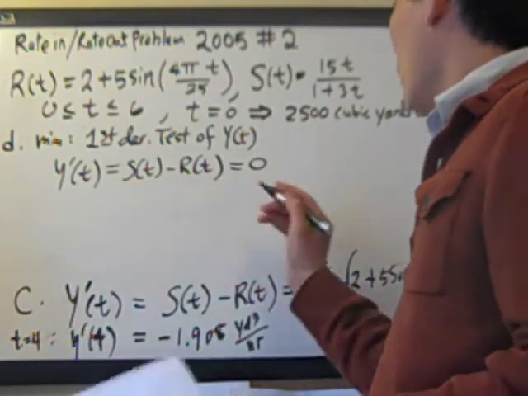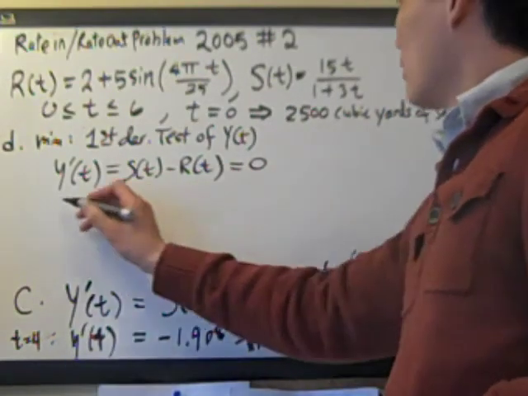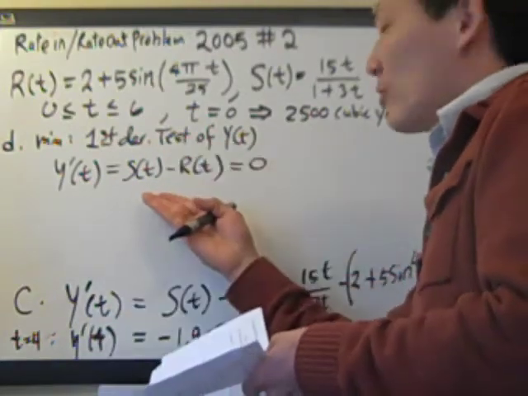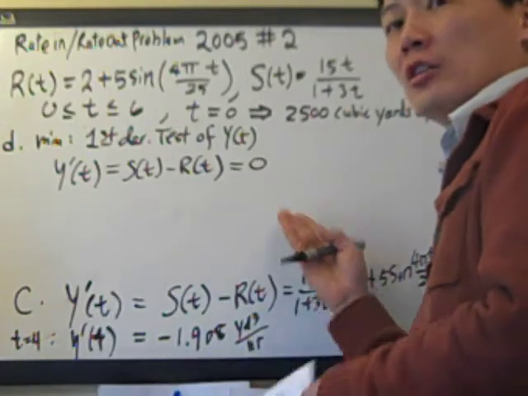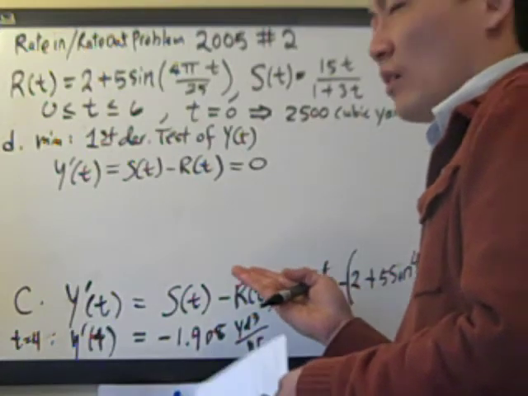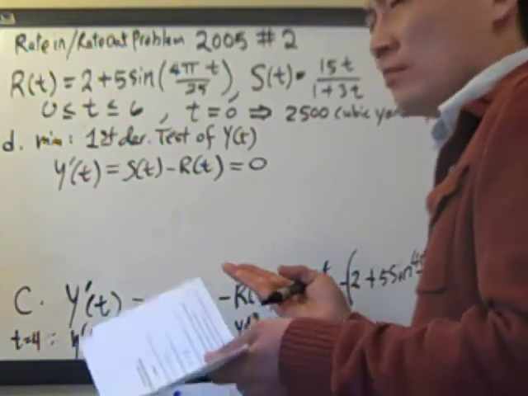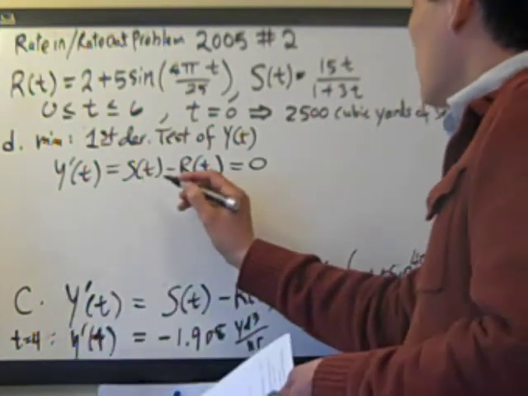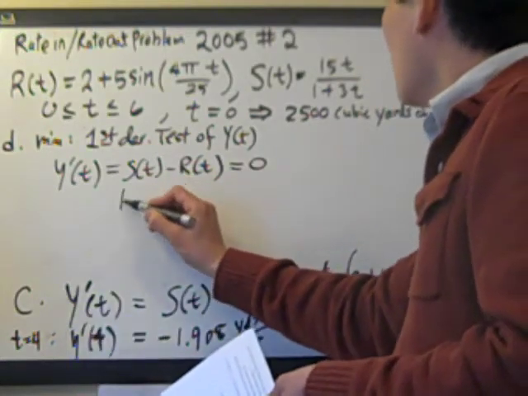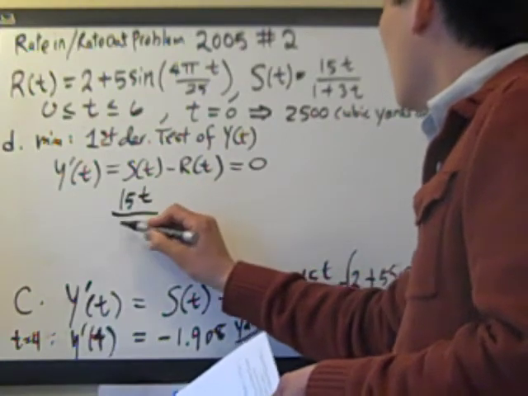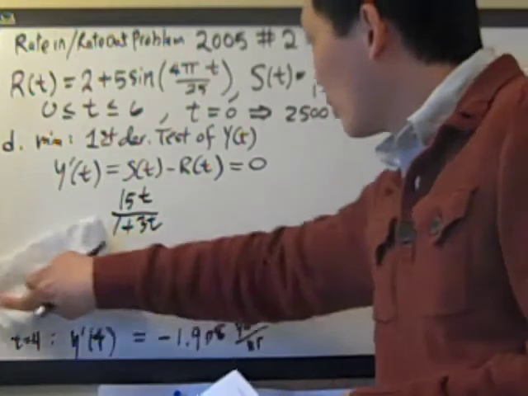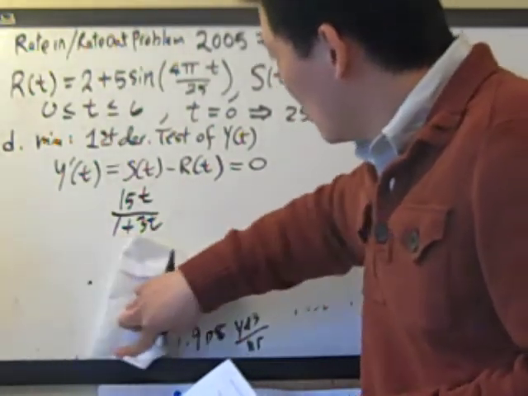So we want to set it equal to 0, and we have to find the critical points that make S of t minus R of t equal to 0. Now how do we do that? Well, there are several ways you can do it. You know that S of t is 15t over 1 plus 3t. So I'm going to go ahead and erase this portion so I have enough room to explain.